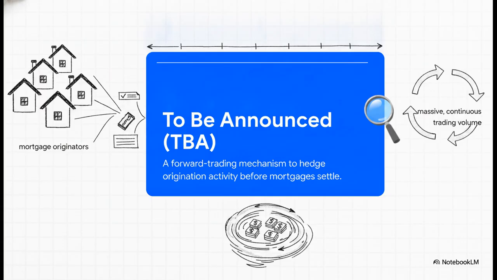But how are mortgages so incredibly liquid? Well, it's all thanks to something called the to-be-announced, or TBA market. This is a brilliant forward trading mechanism. It actually allows mortgage originators to bundle and trade loans months before the actual mortgages settle or before the paperwork is even finalized. That mechanism is what generates this massive, continuous trading volume.